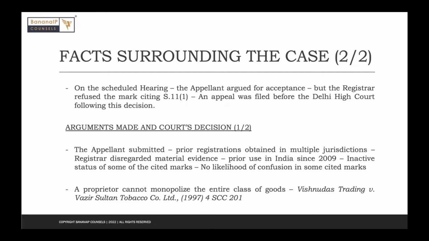In the appeal before the High Court, the appellant once again submitted the evidence that they had produced before the registrar, that they had already prior registrations obtained in multiple jurisdictions. These jurisdictions include United States of America, Mexico, Canada, and several other countries. However, the registrar had disregarded this material evidence. Also, the fact that the applicant had already claimed prior use in India since 2009 for this particular mark, and that some of the cited marks were inactive, while the others had varying class descriptions for their marks.